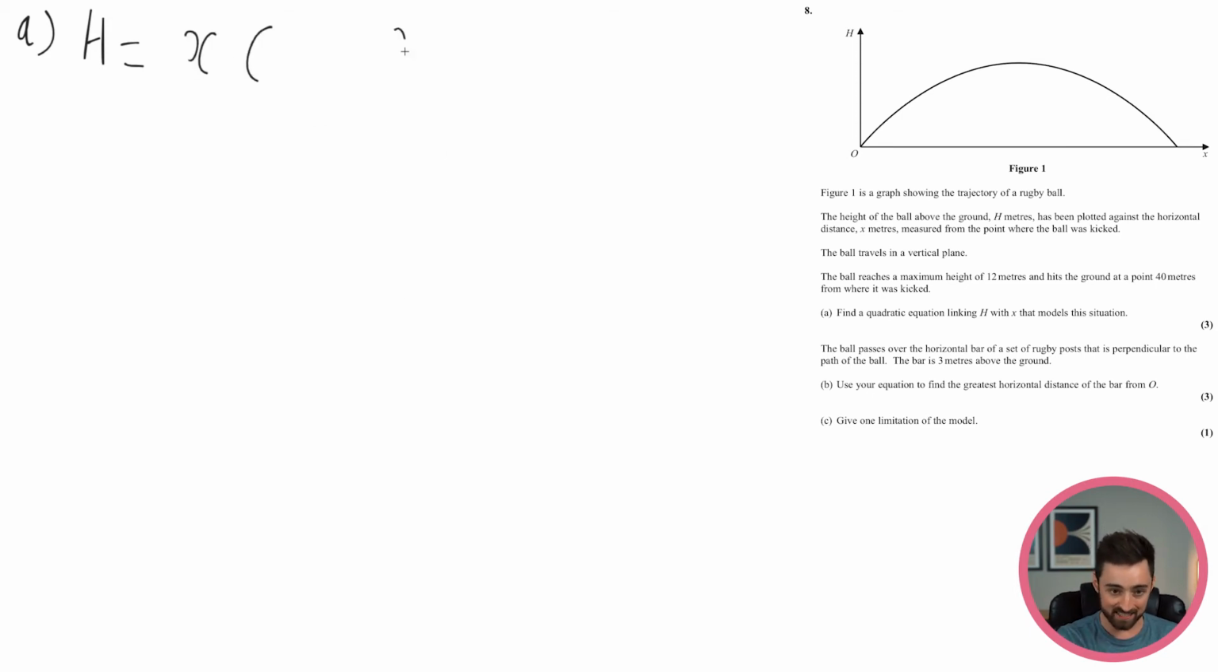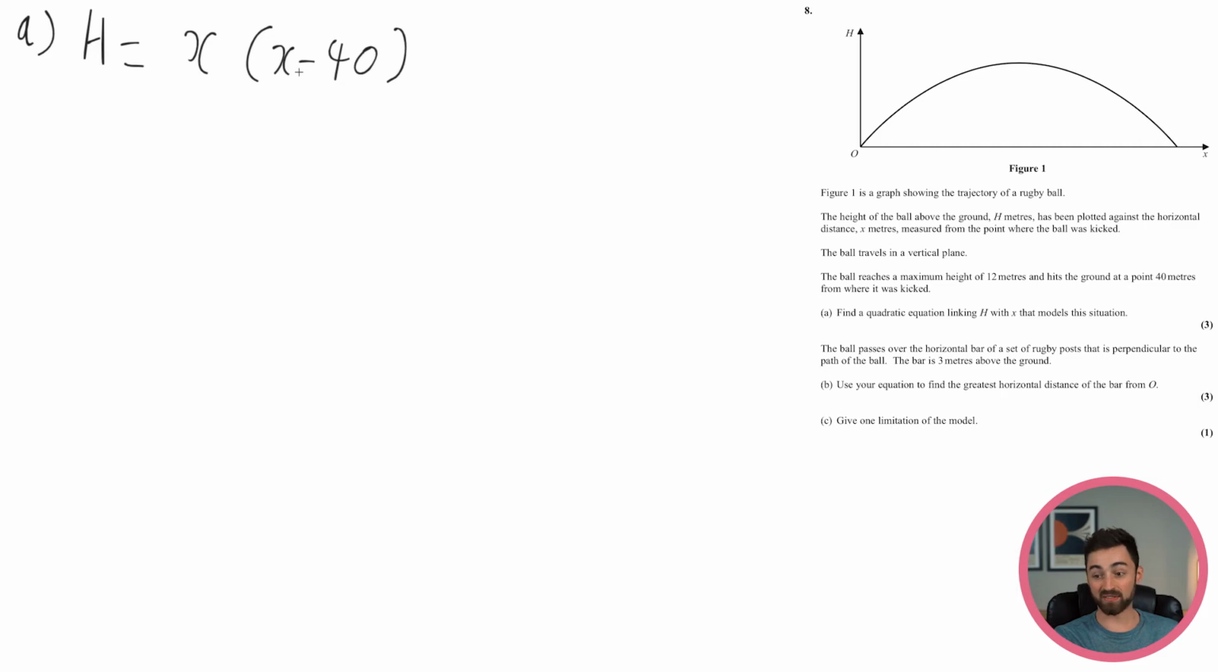You know, it must be x times something. Because I need, when I put x equals 0 in, for this thing to be 0. So that encapsulates the fact that it hits at the origin. So similar thing for this bracket. I need, when x equals 40, for h to be 0. So in other words, I could just say x minus 40 here. So I've almost done, actually.